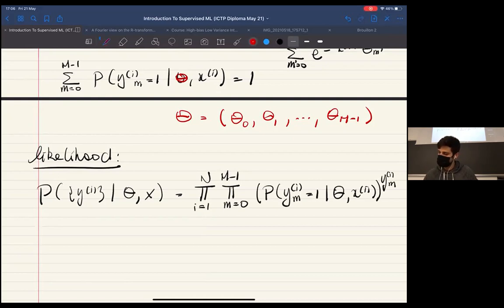Which means that in this product, only one term will be selected. Only the term where the yi component is equal to 1 in the one-shot representation. The associated probability will be taken into account. All the other ones will be set to 1, so in the product, they don't matter. Is it clear?